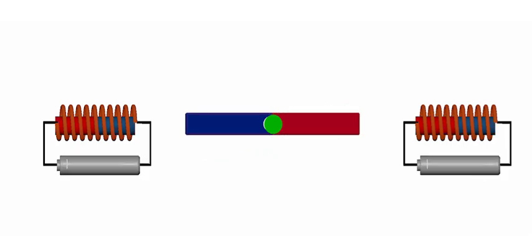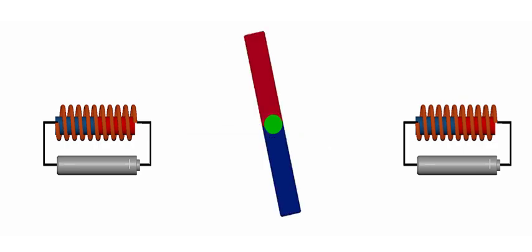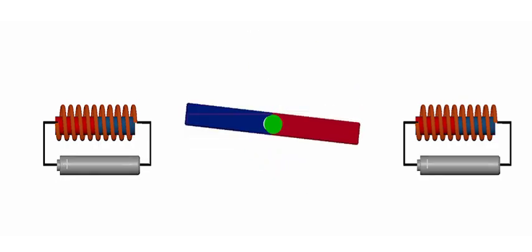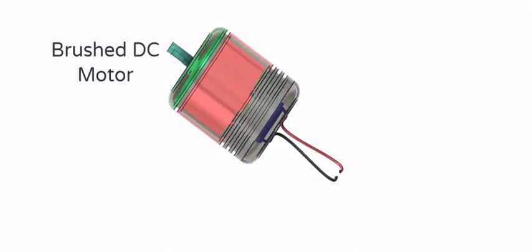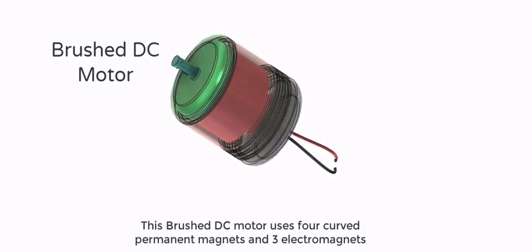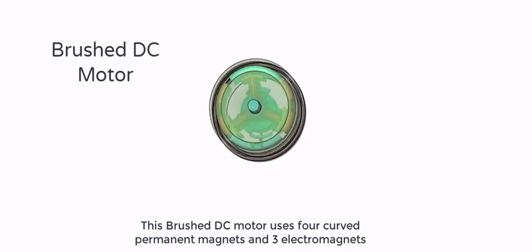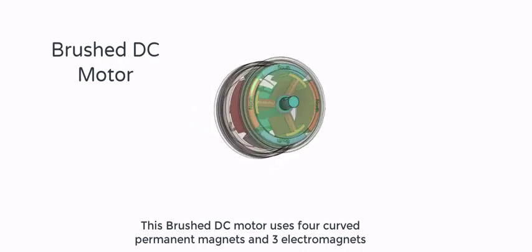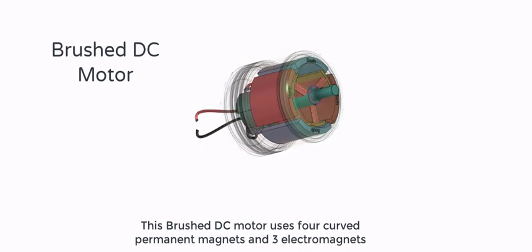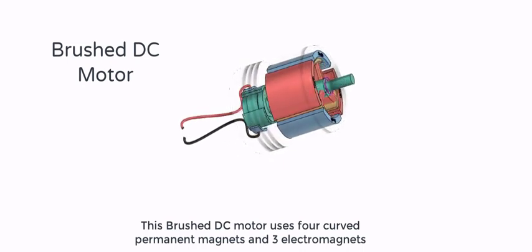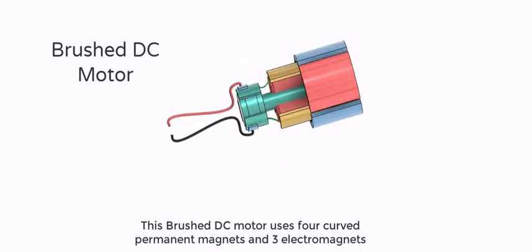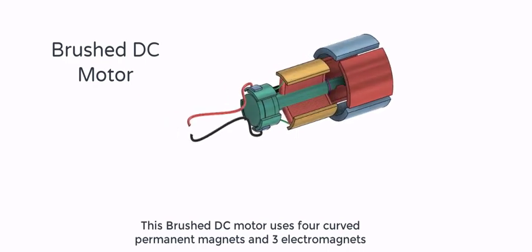However, in this design, you would have to manually change the direction of the current continuously to keep the motor spinning, which is impractical in real-life scenarios. Engineers have devised a brilliant solution to overcome this issue. This brushed DC motor is an example of such a solution, although it has been oversimplified for teaching purposes. Engineers strategically position permanent magnets and electromagnets to create efficient DC motors. In this particular example, the motor employs 4 curved permanent magnets and 3 electromagnets.